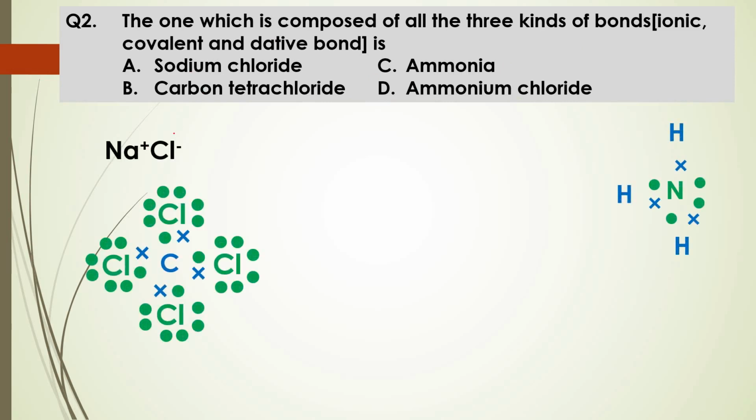Sodium chloride, option A. Over here you can clearly see sodium chloride is made up of ions, sodium ion and chloride ion. So this contains ionic bond only. Let's go to option B, carbon tetrachloride.